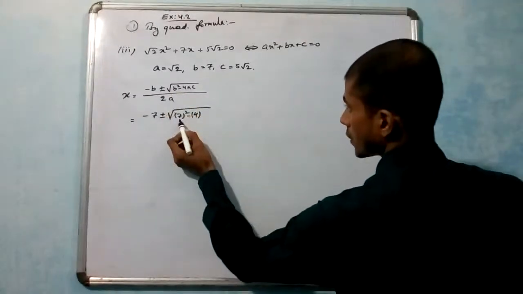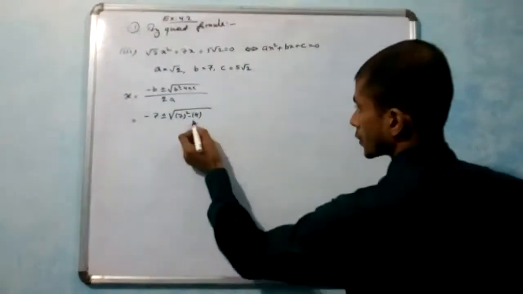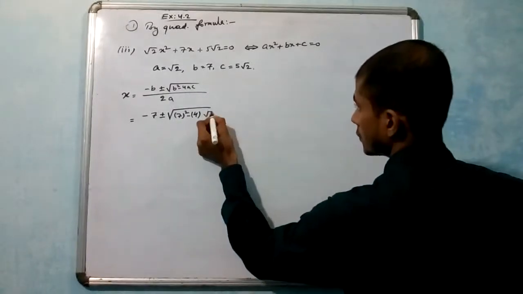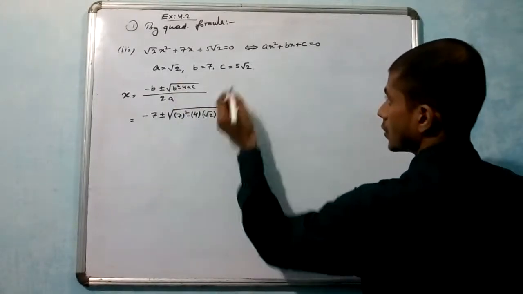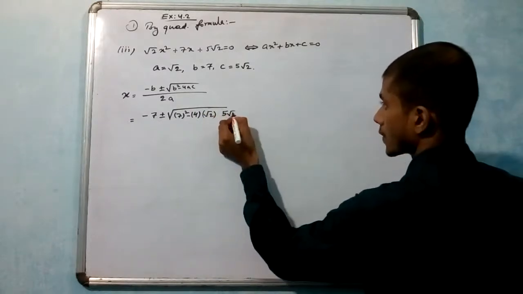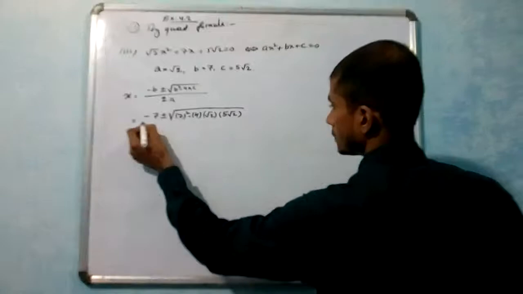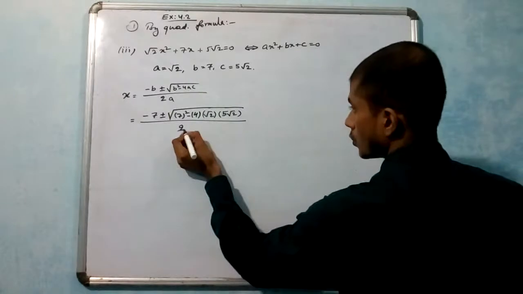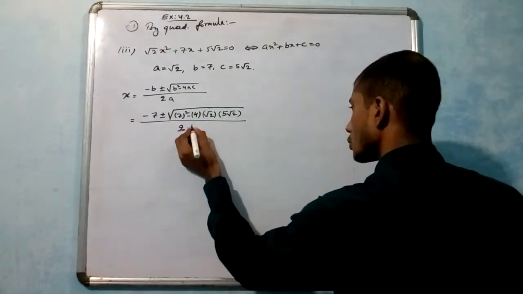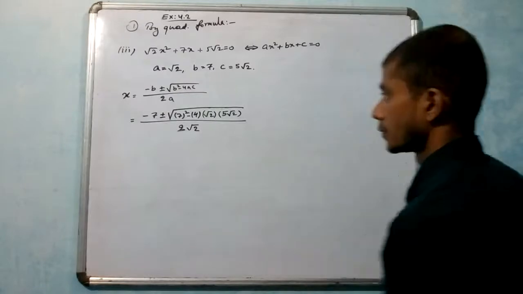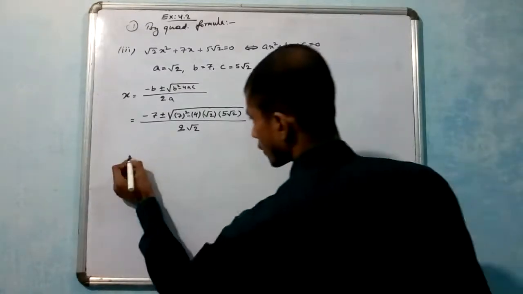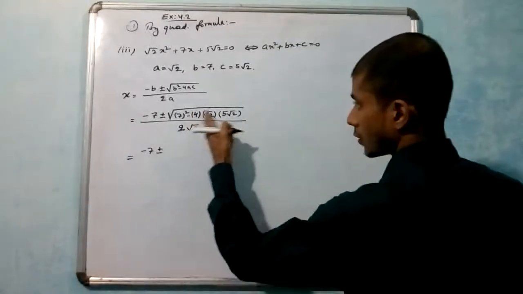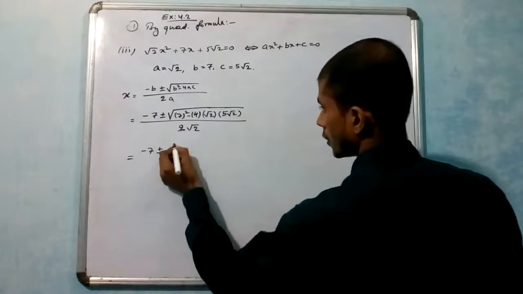B square means 7 square minus 4 into a, what is a? Root 2, and c is 5 root 2, by 2a. 2, and what is a? Root 2. So can I write 2 root 2? Yes. Now we will try to simplify this. So minus 7 as it is, let this plus minus be as it is, come inside this and try to solve. Let this also be as it is.